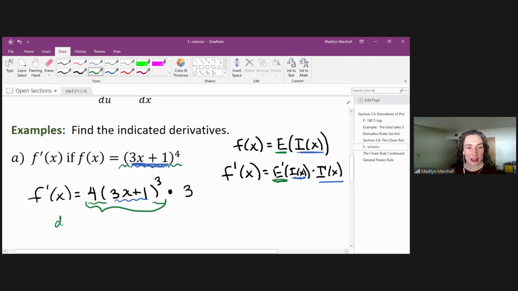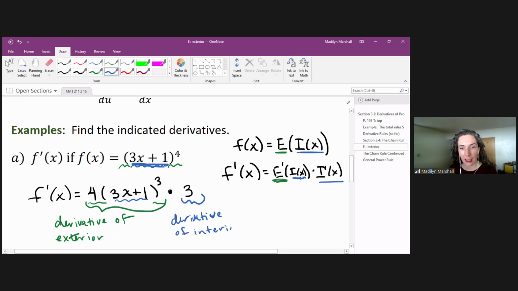So the chain rule says we do the derivative of the exterior times the derivative of the interior. It has always worked better for my brain to just remember that rather than remembering the sort of formula definition of the chain rule.